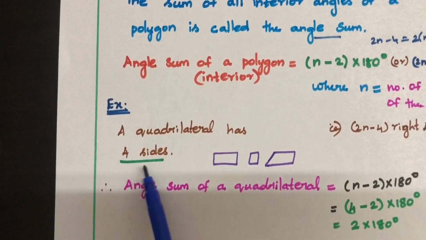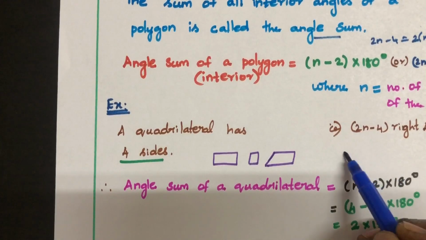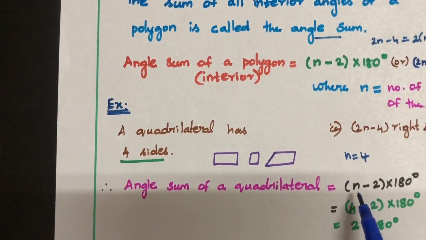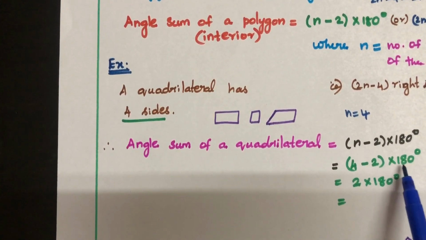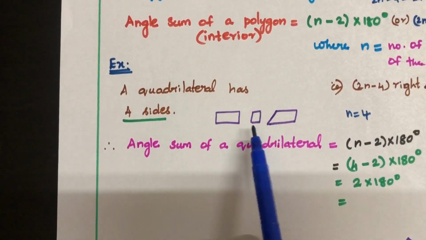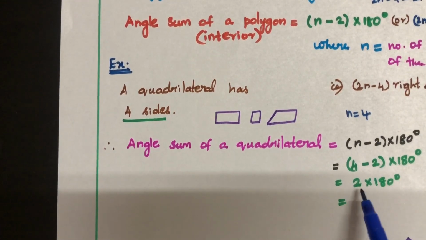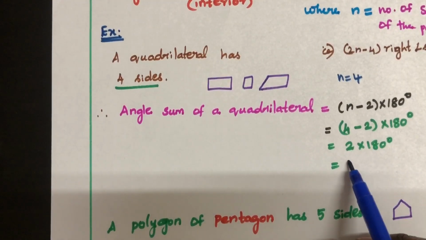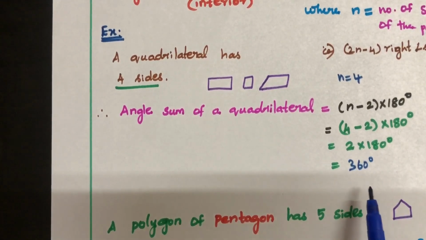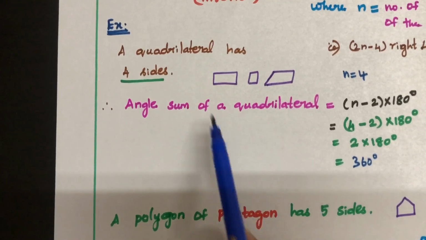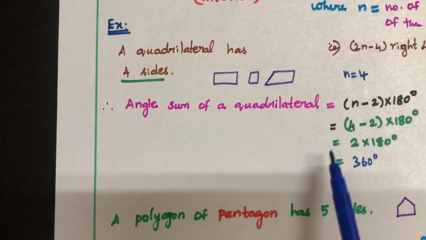A quadrilateral has 4 sides, right? Angle sum of the quadrilateral, so here n equals 4, correct? What is the formula? (n minus 2) into 180 degrees. So (4 minus 2) into 180 degrees, because n is 4. Quadrilateral means 4 sides must be there. That is called a quadrilateral. So 4 minus 2 is 2, into 180 degrees, so this is 360 degrees. So the angle sum of a quadrilateral is always 360 degrees. The interior angle sum of a four-sided polygon is 360 degrees.